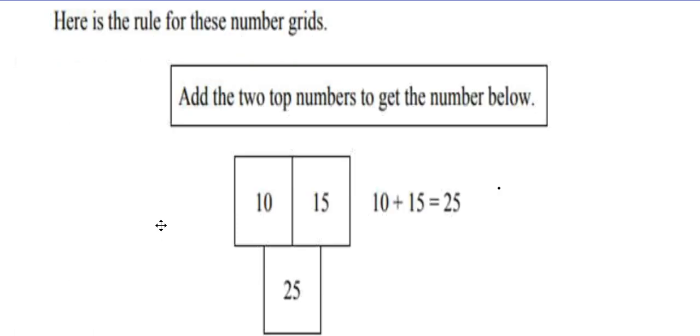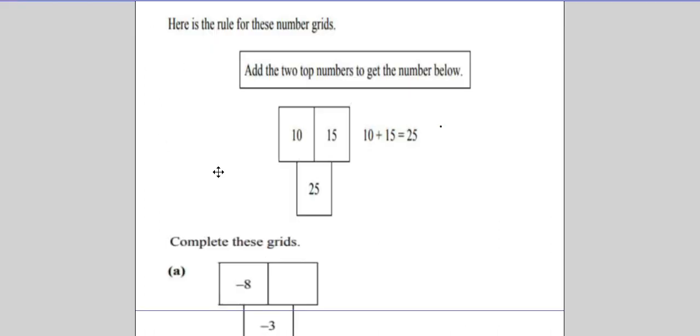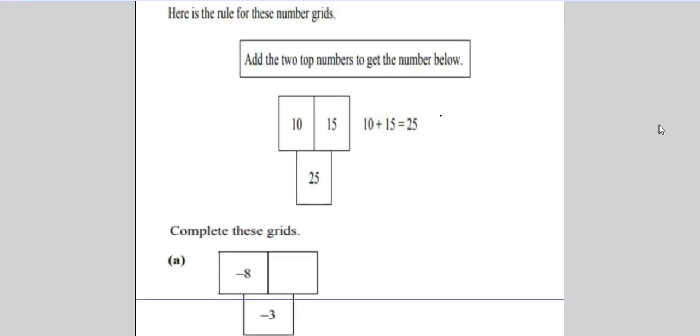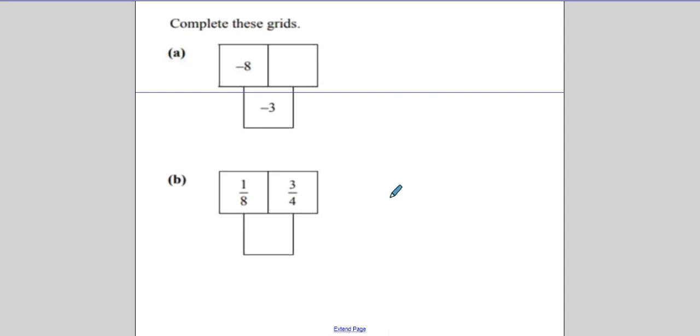All right, let us see the next question. Zoom out, make it 100%. Okay, here is the rule for these number grids. It says add the 2 top numbers to get the number below it. This is the example. Then let us see this. Complete these grids. The idea is add these 2 numbers to get the number at the bottom. See that?